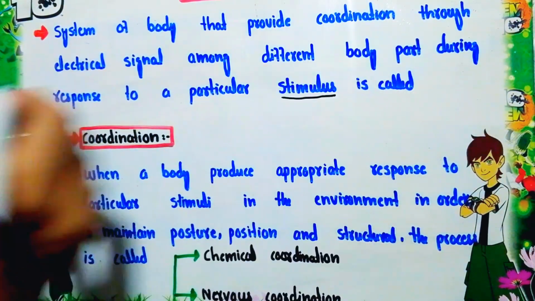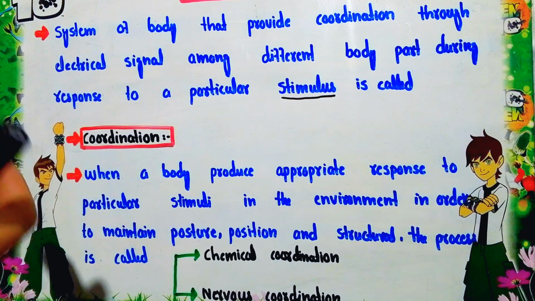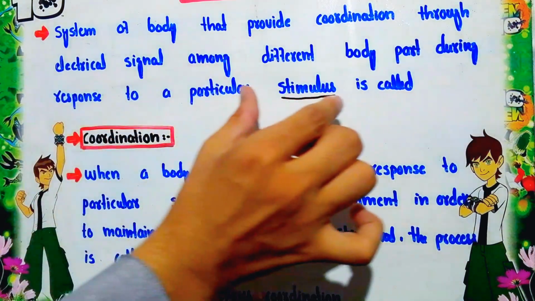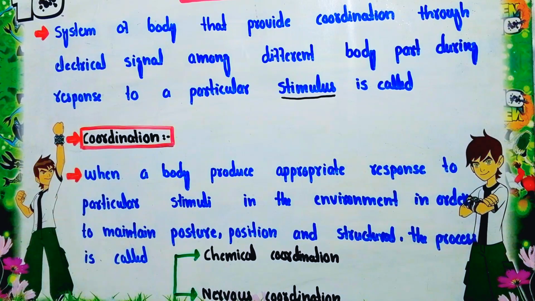A stimulus is basically any change that occurs in the environment. These are called stimuli. Suppose someone knocks on your door, it is a stimulus, or someone flashes a light toward your eyes. This is also a change, and this is a stimulus. So simply, a stimulus is any change that occurs in the environment, either the internal environment or the external environment.